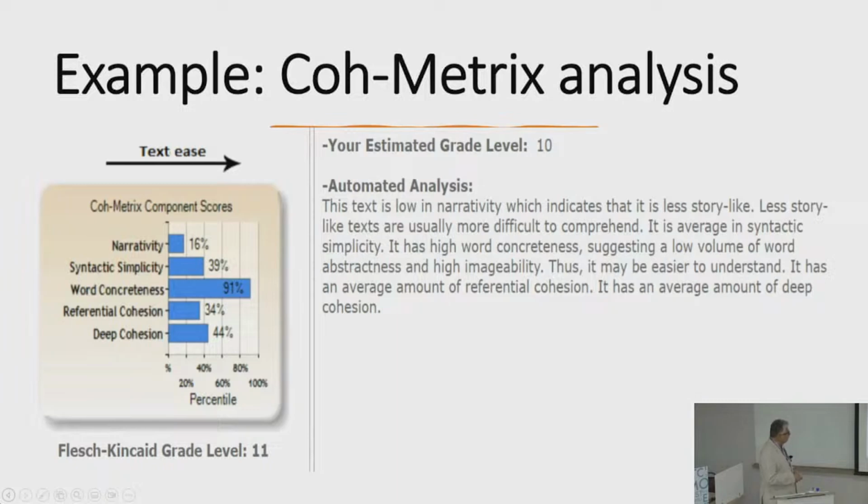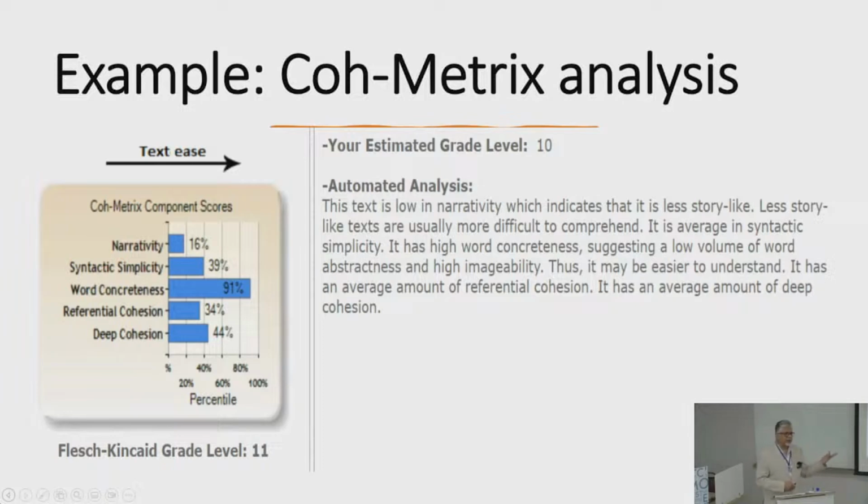So in all, the Flesch-Kincaid grade level was 11. Coh-Metrix rated it as 10, but both of them were not very far away from each other, 10 and 11. And they give you a sort of short description of what kind of task it is.